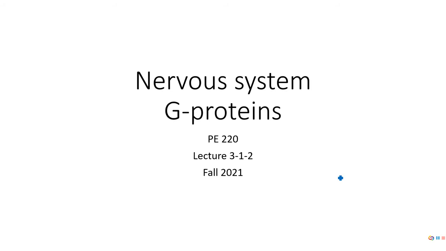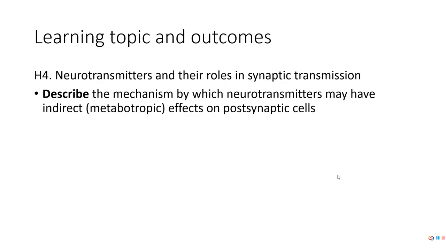Okay, so we're going to continue with the nervous system by talking about something called G proteins. One objective is to basically understand the basic idea of how a G protein works. We'll get into more detail later on in the semester, but how does this work?